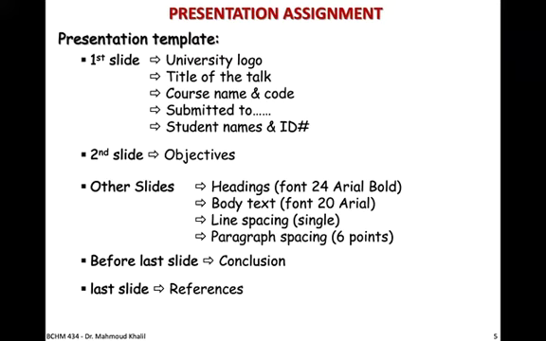Then for the other slides, you need to stick with this format of text. You have a heading that will be around font 24 Arial bold. The whole body text of the slides will be font 20 Arial. The line spacing single, and the paragraph spacing is 6 points. Before the last slide, you will do a conclusion slide of what you have said. And then in the last slide, you'll put the reference, and of course, it will be the name of the book which I just said, the Pearson one, the international edition.